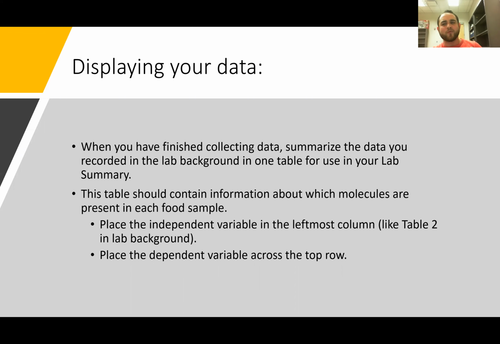That's the only table I wanna see in your summary. I don't care about the other tables. The other tables, you're gonna use them to fill out the final table. Remember, the columns are gonna be the different types of food, and we're going to have on the top row the different types of macromolecules, and in the middle of the table, just yes or no if the macromolecule is present. If you guys wanna add the color, go ahead and do it.